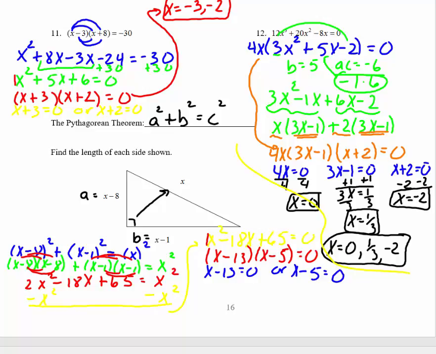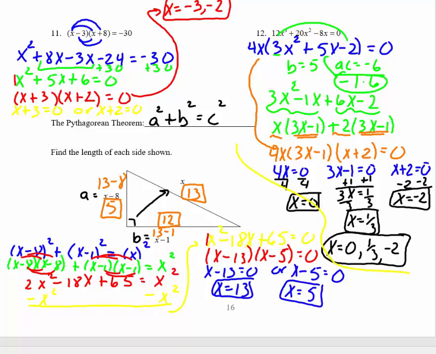So now I get two answers. I get x equaling 13 when I add over the 13, and I get x equaling 5 when I add over the 5. So let's see which answer I keep. Do I keep both? Let's make sure. Looking at x equaling 13, that would say my hypotenuse was 13. That works. If I plug in x where the x is for a, I get 13 minus 8. And 13 minus 8 is 5. So that's okay. And when I plug in for b, I get 13 minus 1, and 13 minus 1 is 12. So that one was okay as well. So my answer would be 5, 12, and 13.